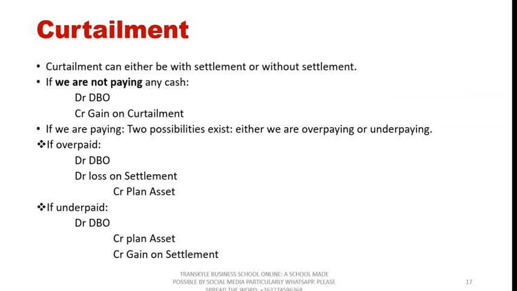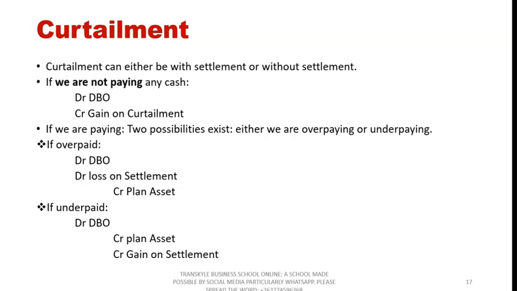Okay, it's in two forms. If we are not paying any cash, then we have to debit the defined benefit obligation and credit a gain, credit profit or loss. All right, we are not going to pay anything. So in that case, there has been a gain. But if we are paying, there are two possibilities: either we are overpaying or underpaying.